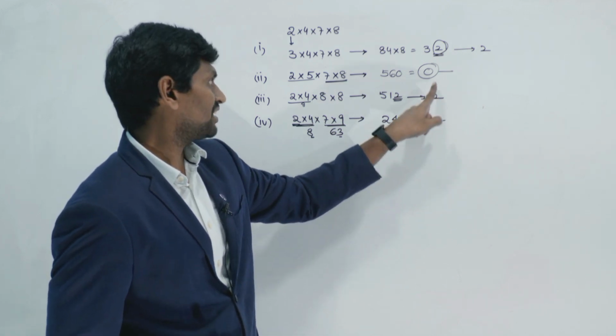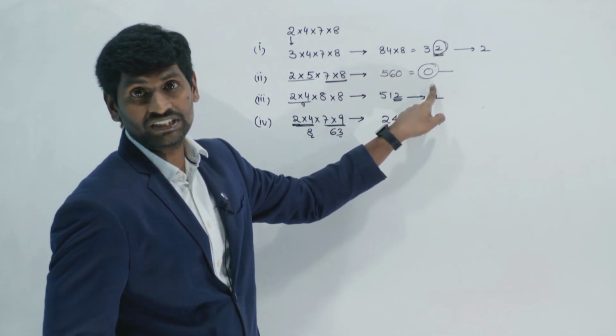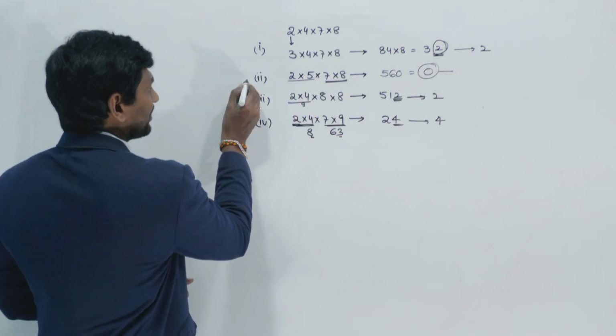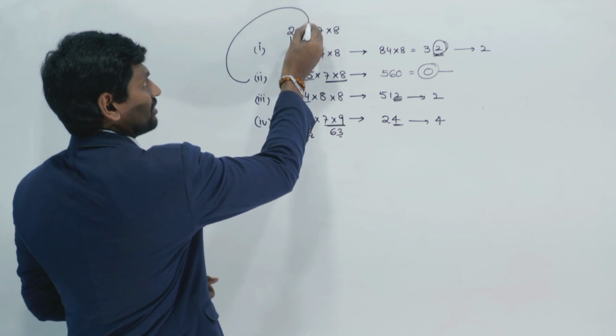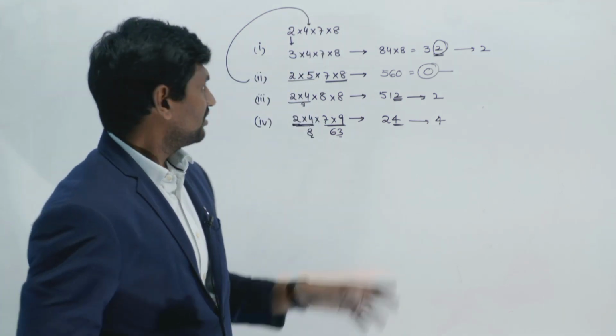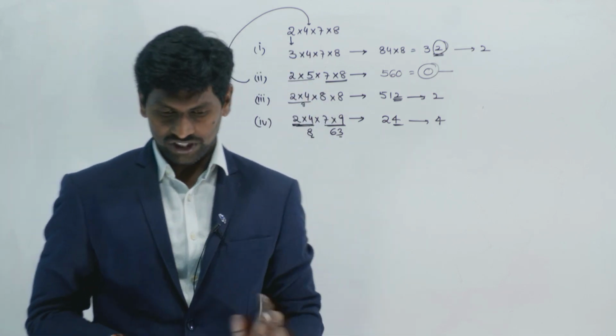Last digits value you are observing. Last digit is 0. Unit digit 0 is the minimum among them. So the minimum value we are getting for the second situation. Second situation means I am increasing the factor 4. Okay. That is the answer for that. Please note it.